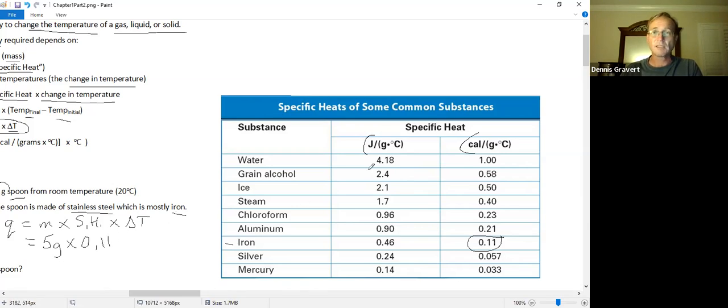0.11. And the units are calories divided by grams times degrees C. That's what it says, those are the units. I'll put that whole thing in parentheses because that's just weird. Now I multiply it times the change in temperature.